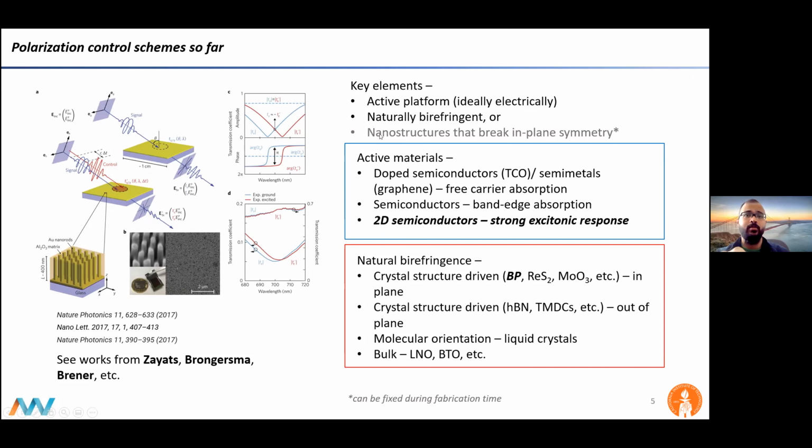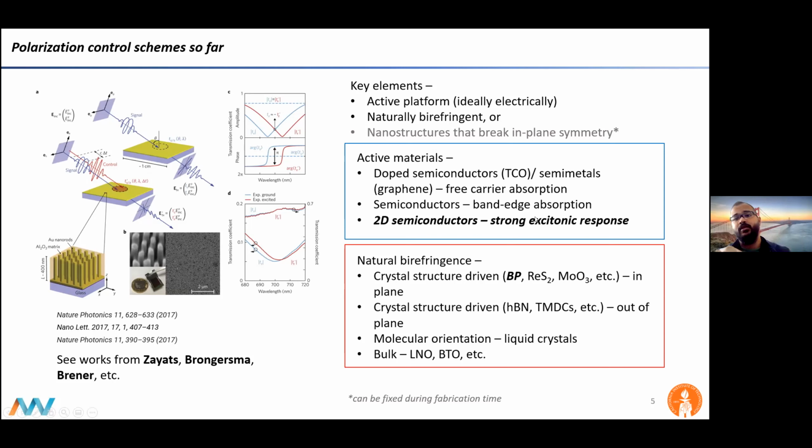But one problem of working with nanostructures is you have them fixed at the fabrication time, and you don't leverage the natural birefringence or the birefringence tuning. So if we think about active platforms, we obviously have a large variety of possibilities, such as doped semiconductors, and semi-metals like graphene, which operate through free carrier absorption and modulation. And we have had nice talks in this N2D with all the plasmon polaritons that leverage this idea.